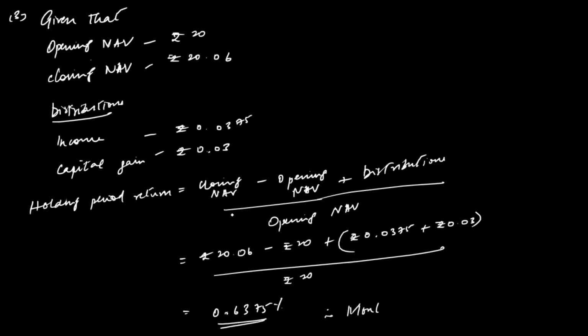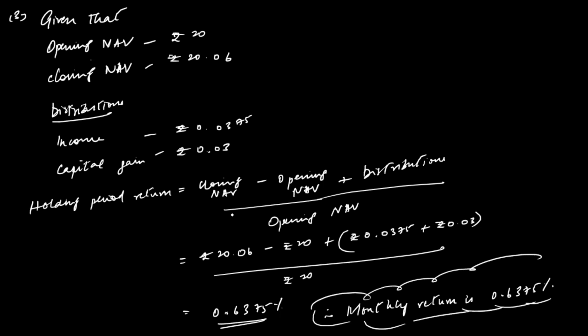Therefore, monthly return is, here what is the holding period? It is 1 month. So monthly return is 0.6375%. This is the solution to the problem.